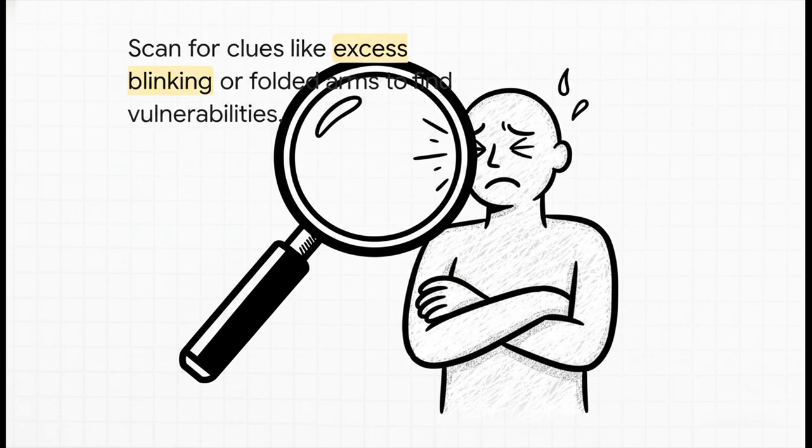So before an attacker makes a real move, they'll form this fake bond of friendship just to get you to lower your social defenses. Once you trust them, they start scanning. They are looking for physical clues to see if you're vulnerable. Maybe they notice excess blinking, which kind of points to anxiety, or folded arms, indicating insecurity. They're basically probing your emotional stability to find the exact entry point where their manipulation will hit the hardest.